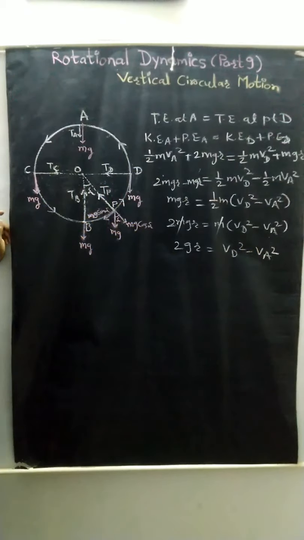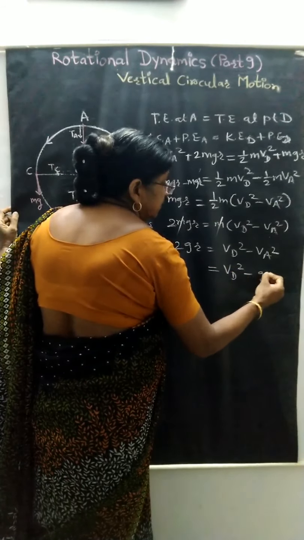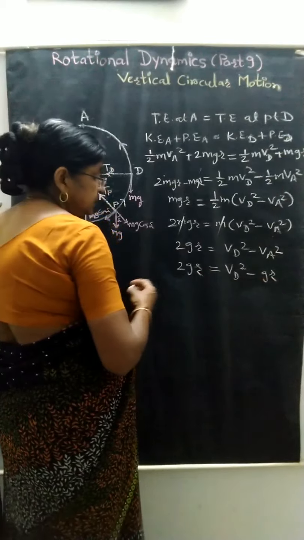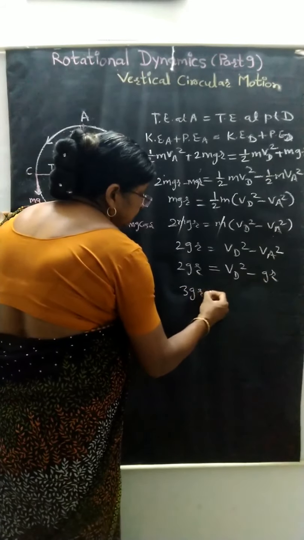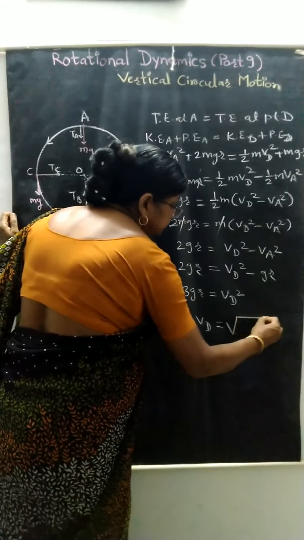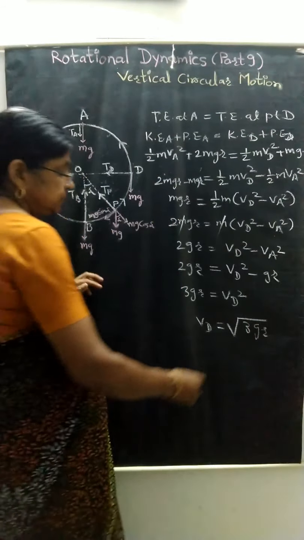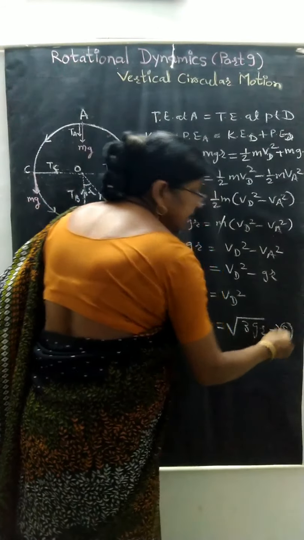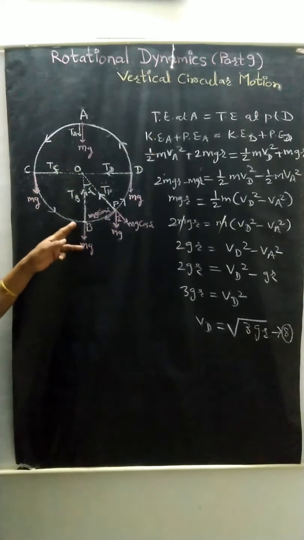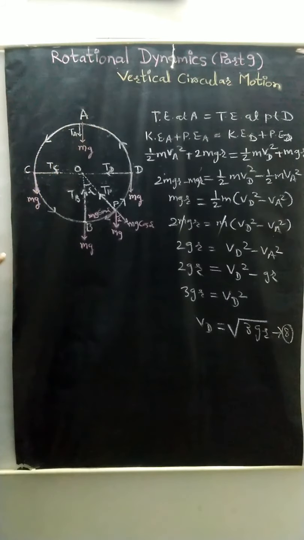We know the value of Va square, it is nothing but gr. So Vd square minus gr is equal to 2gr. This minus gr is transferred to the other side to obtain 3gr is equal to Vd square. So Vd is equal to under root 3gr. So same is the case for point C. So this equation is important for calculating the minimum speed at midpoint so that the object will be performing the vertical circular motion.